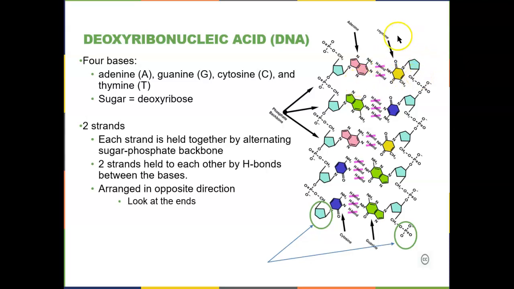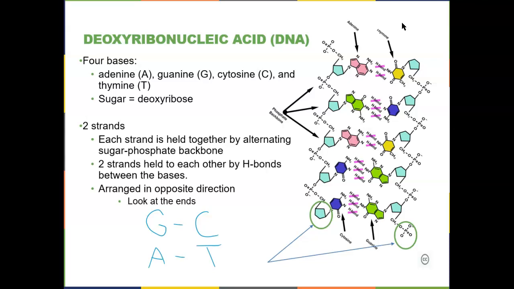So one of the things that I want you to notice is that there is specific pairing that goes on here, and we'll talk about this more when we do replication and transcription and translation, when we talk about how DNA actually works in chapter 3. But anywhere there's a G, across from it is going to be a C, and anywhere there's an A, across from it is going to be a T. So here's an A, there's a T. If this is a G, that's a C.